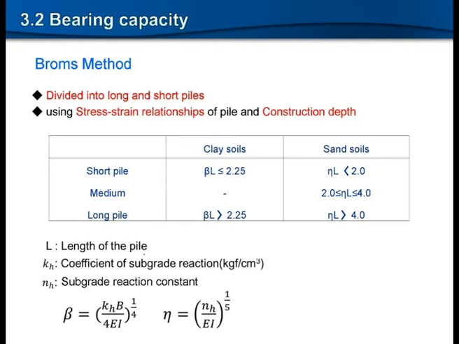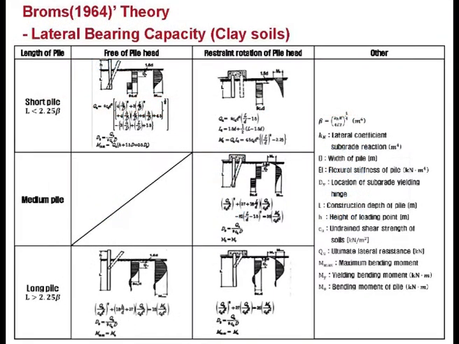How about sandy soil? We have a different constant value, eta. It's beta for clay and eta for sand, a little different. Brinch Hansen had so many figures at the time. You can calculate the lateral bearing capacity in clay soil depending on different head conditions, such as free pile head, restrained, or rotation of the pile head. He divided them into criteria like that and proposed horizontal capacity values for different piles.